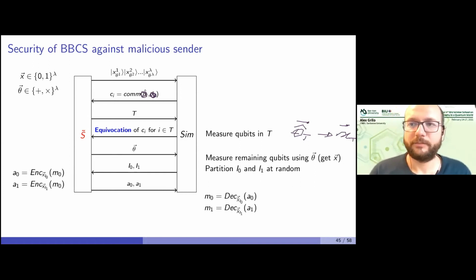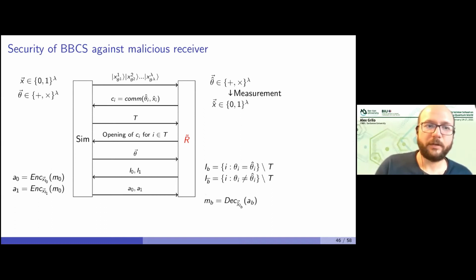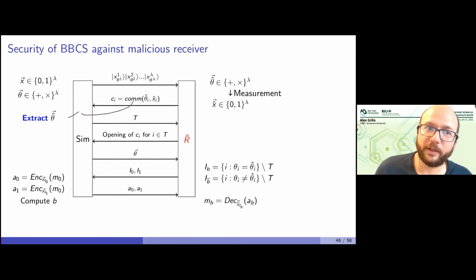So yeah, it seems there are no questions. So let me move to the security against a malicious receiver. So now we have this malicious receiver, and you have a simulator that interacts with the receiver, and wants to find out which is the bit b that this malicious receiver is trying to learn. And in order to retrieve this bit, the only thing that the simulator needs to do is to extract the values of the bases theta hat here. And we can do this using the extractability of the bit commitment scheme.